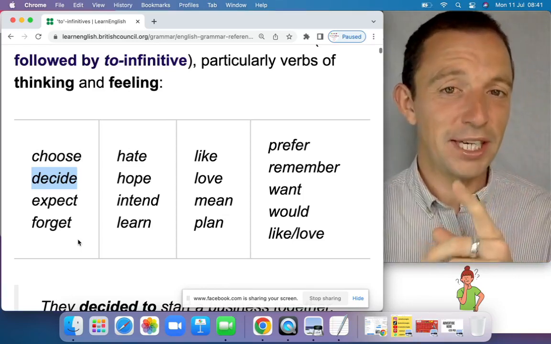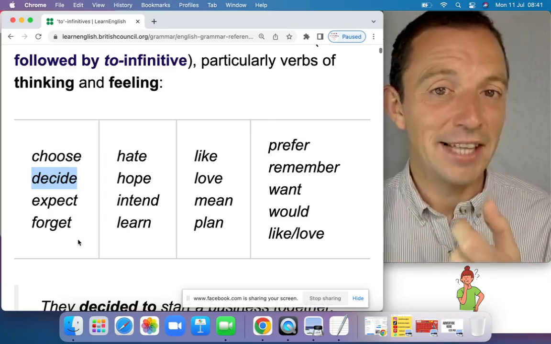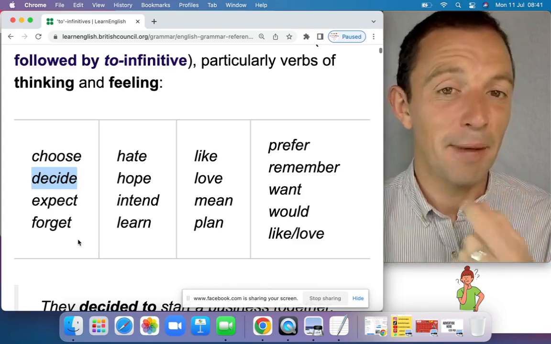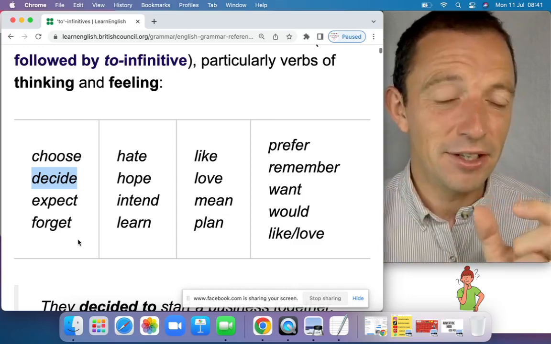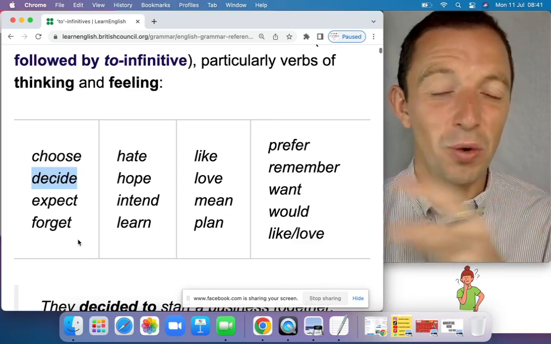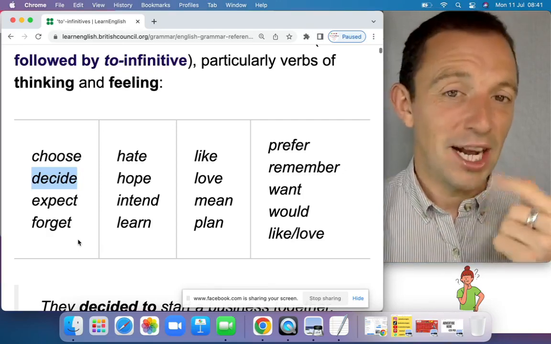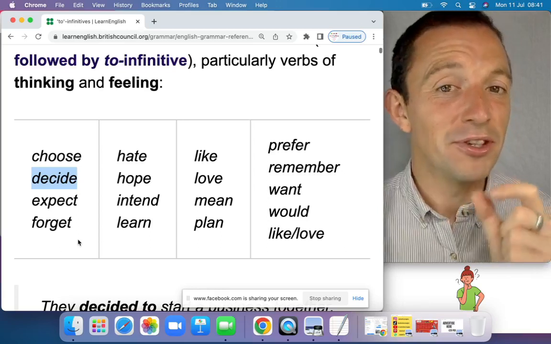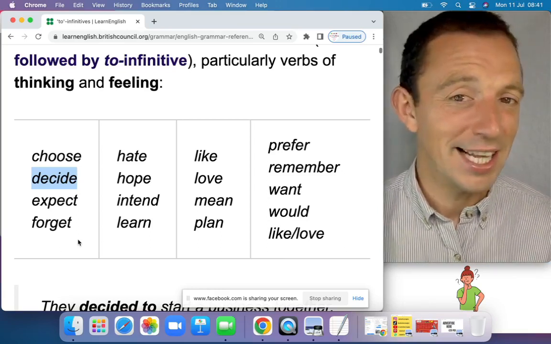doesn't matter the subject. It's possible I, you, he, she, and it does not matter the tense. It's possible the present, it's possible the past, it's possible the future. For example, we decided to have, infinitive. We decided to go, we decided to eat, we decided to drink. So therefore, typically after the verb decide, we have another verb in the infinitive. And that is the rule for today, and that's the lesson.